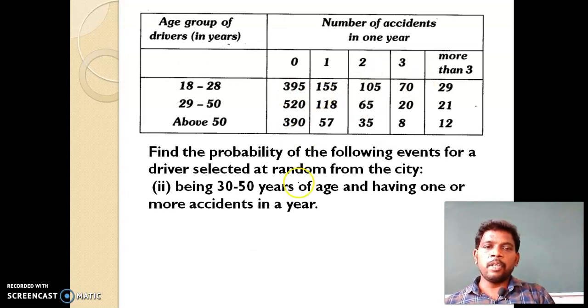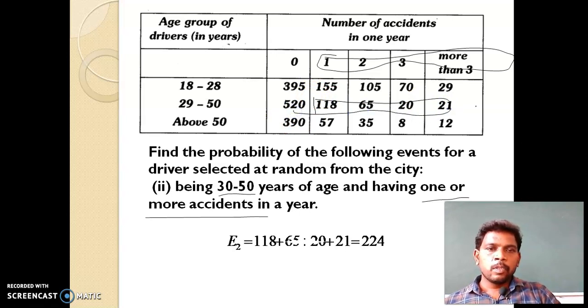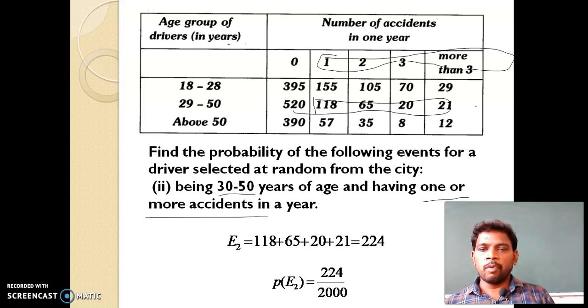30 to 50 years range and having 1 or more accidents. 1 or more accidents means starting from here onwards. And for the age, the second row, 29 to 50, from 30 onwards, we can add everything here. So 118 plus 65 plus 20 plus 21 equals 224. The answer is 224 by 2000.